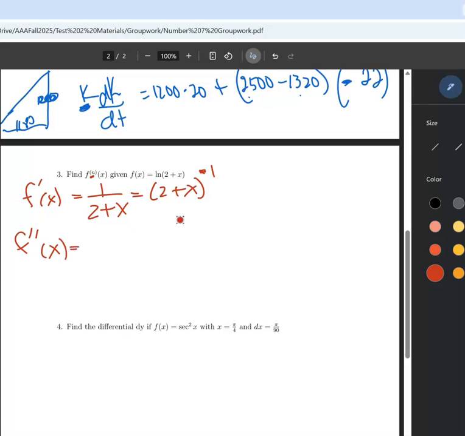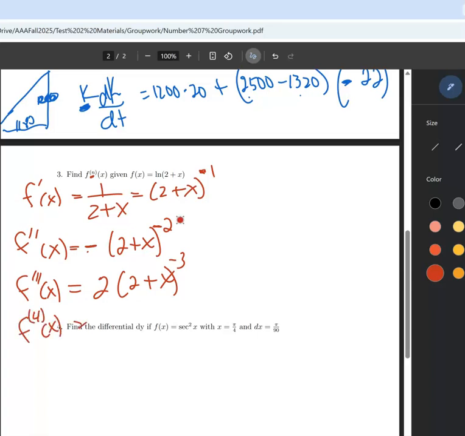Second derivative, I'll bring the negative 1 down: (2 plus x) to the negative 2 power. And the derivative of the inside is 1, so it's all good. Third derivative, multiply these, so I get a positive 2 times (2 plus x) to the negative 3. One more, usually 4 does it. So I'd get a negative 3 times 2 times (2 plus x) to the negative 4 power.